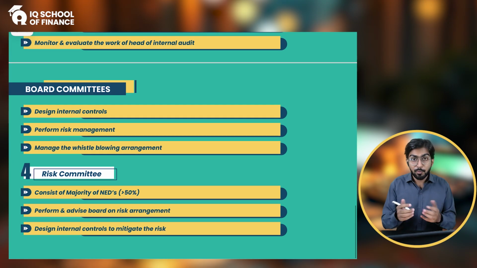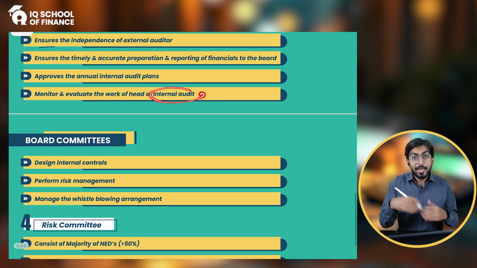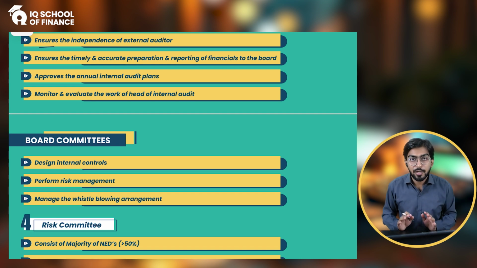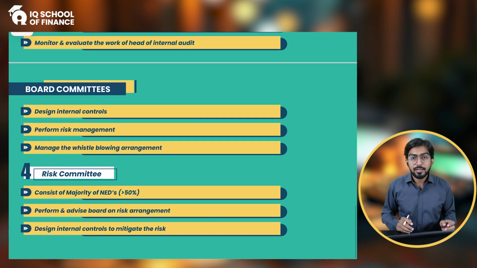Then we have a few more responsibilities. Design the internal controls. Again, we will see that risk management and internal control implementation are all responsibilities of the audit committee. They also manage the whistleblowing arrangement. Since whistleblowing is a very risky thing, you need an independent person who can support it and make it strong. The audit committee makes sure that the whistleblowing arrangement is effective. Since internal audit, external audit, risk management and internal control are all with them, they are the most suitable people to look after the whistleblowing arrangement, because whistleblowing relates to these areas, and they can manage it.